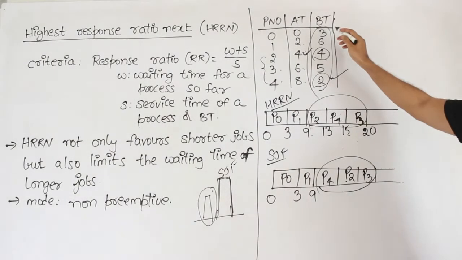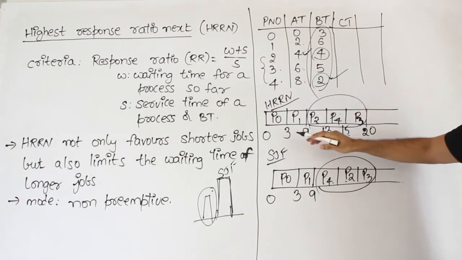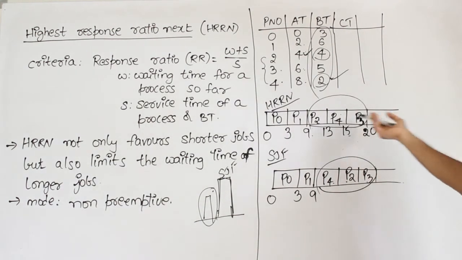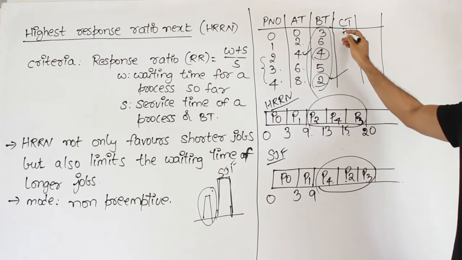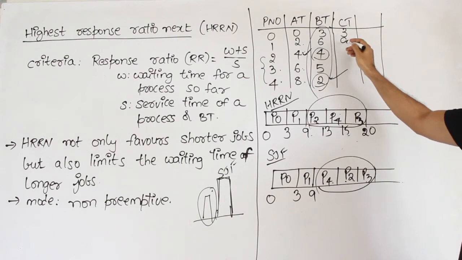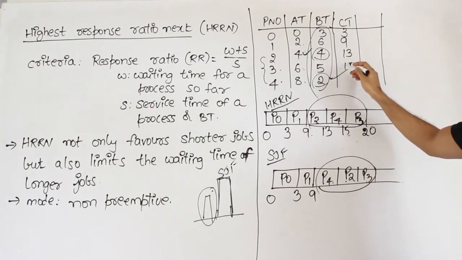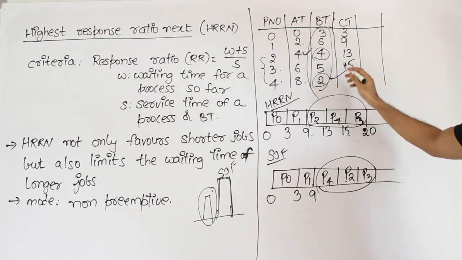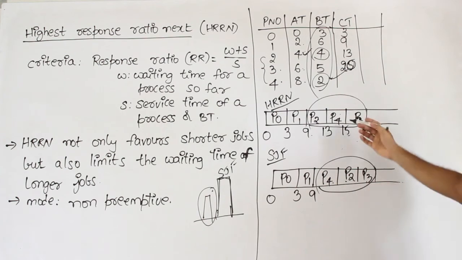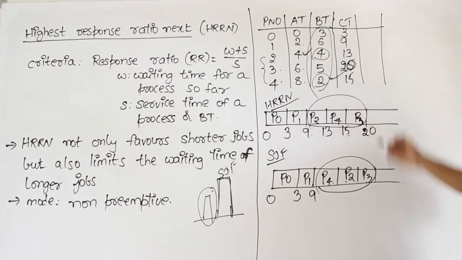Let's compute the completion time, turnaround time and waiting time and finish it off. So completion time is this. I'm talking about HRRN. Since this is non-preemptive, you can go either from the right side or left side, not an issue. Completion time of P0 is 3, completion time of P1 is 9, completion time of P2 is 13, completion time of P4 is 15, and completion time of P3 is 20. Let's check this. P0 is 3, P1 is 9, P2 is 13, P3 is 20, P4 is 15, right?